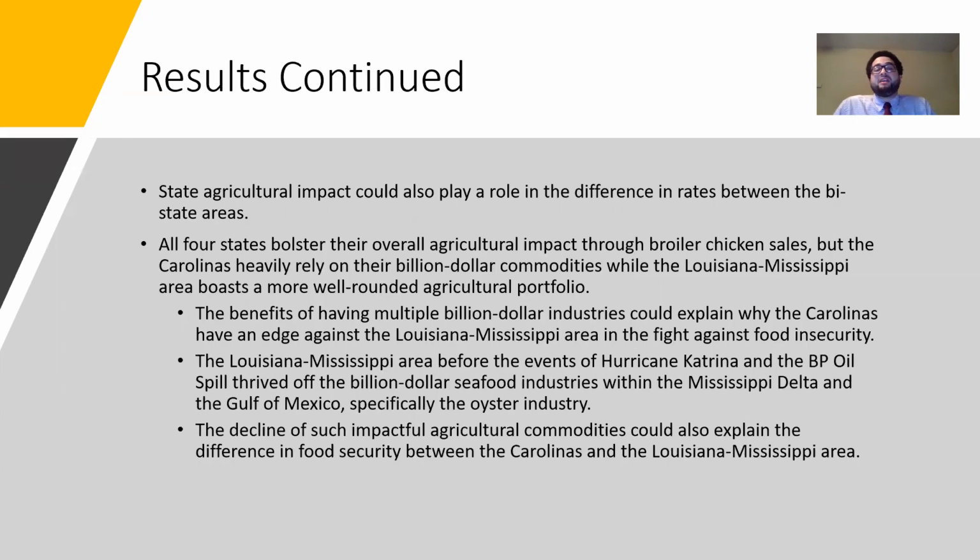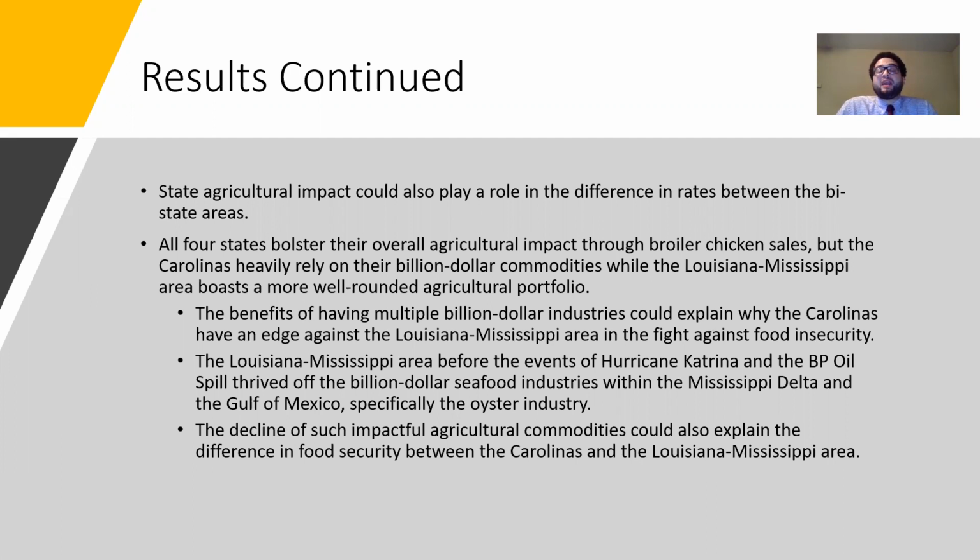On top of this, state agricultural impact could play a role in the difference in the rates between the bi-state areas. All 4 states bolster their overall agricultural impact through broiler chicken sales, but the Carolinas rely heavily on their billion-dollar commodities, while the Louisiana-Mississippi area boasts a more well-rounded agricultural portfolio. The benefits of having multiple billion-dollar industries could explain why the Carolinas have an edge against the Louisiana-Mississippi area in the fight against food insecurity.